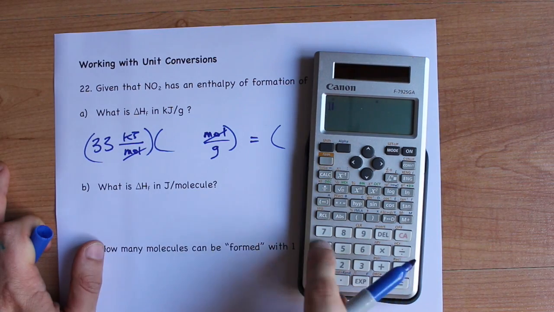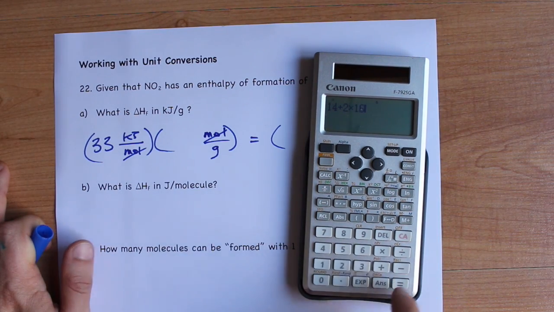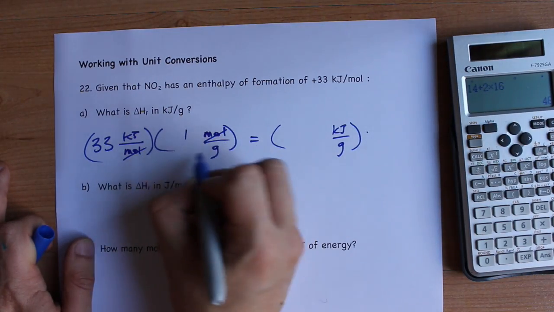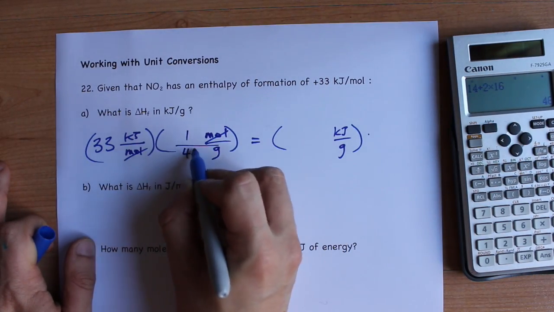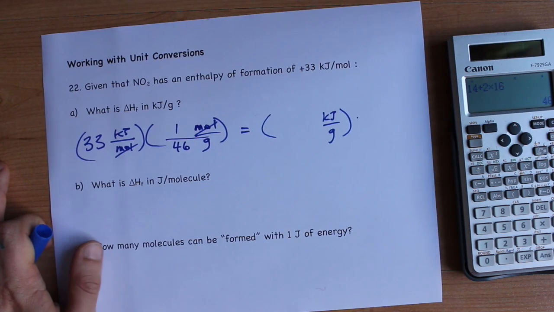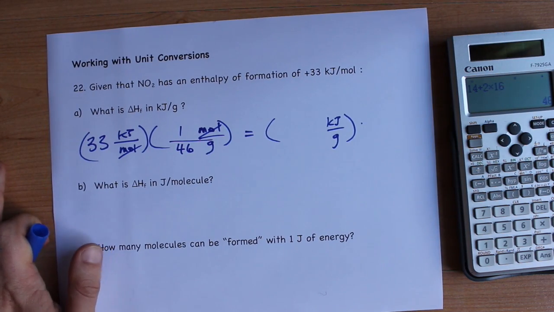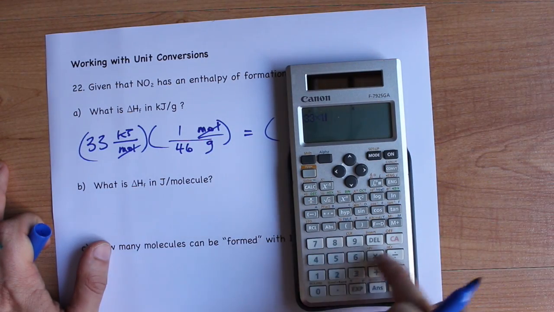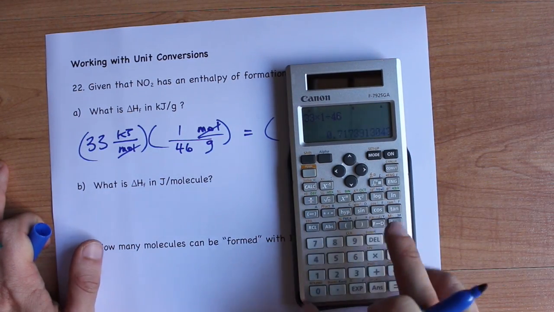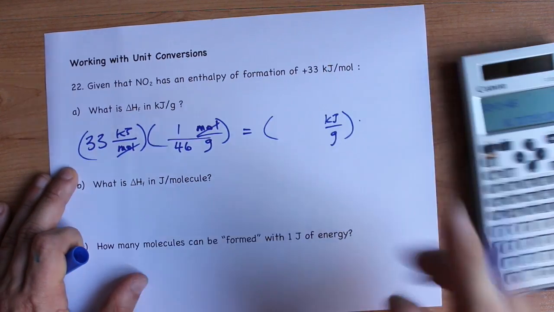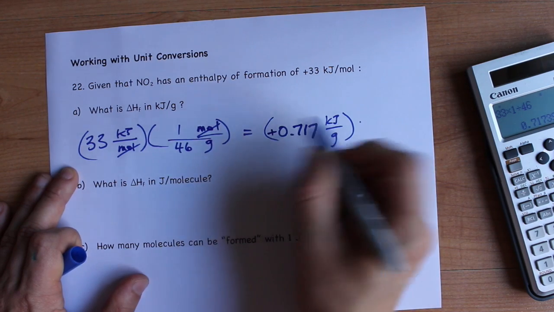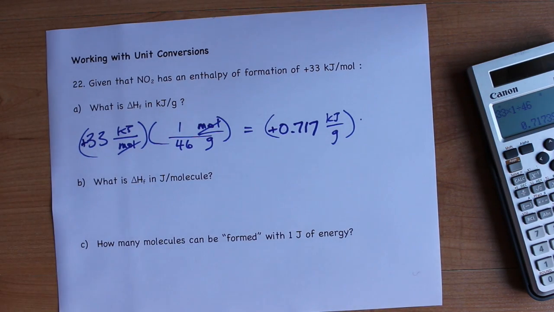NO2 weighs 14 plus 2 16s. The molar mass is 46. And it is 1 mole of NO2 per 46 grams of NO2. So the number of kilojoules per gram is 33 times 1 over 46, which gives me 0.717 kilojoules per gram. The sign is the same in both cases.